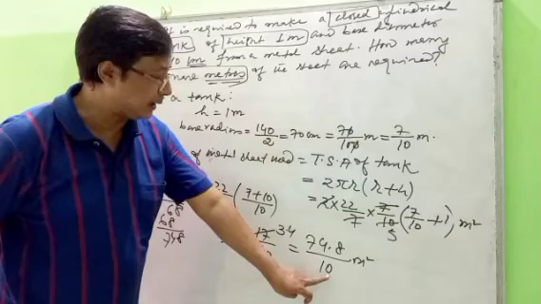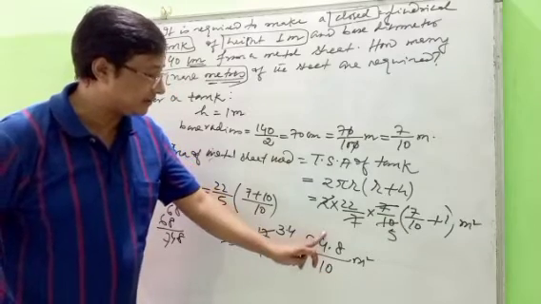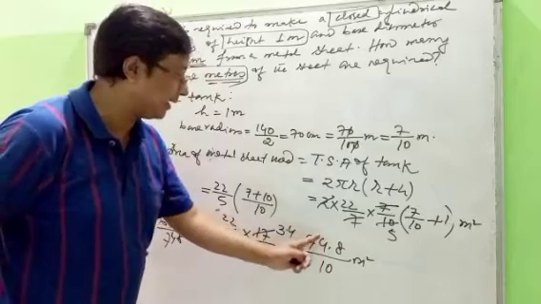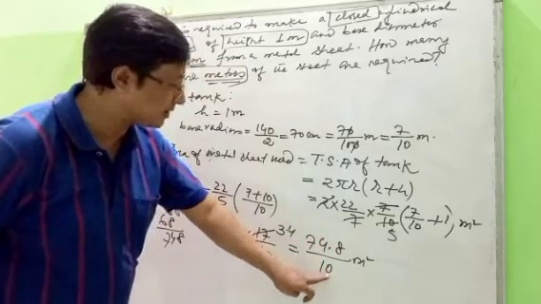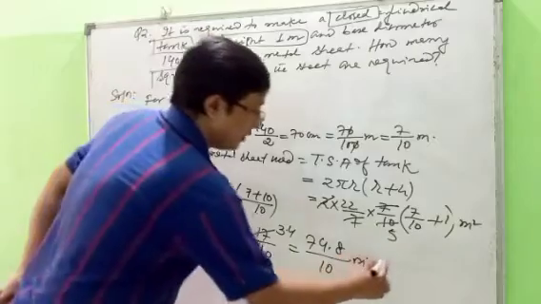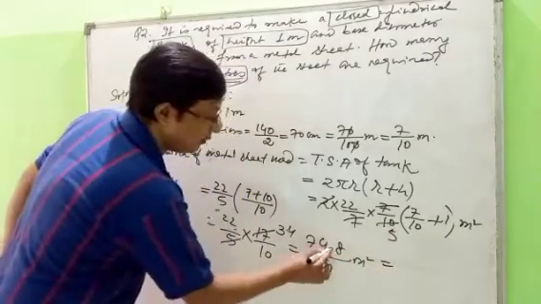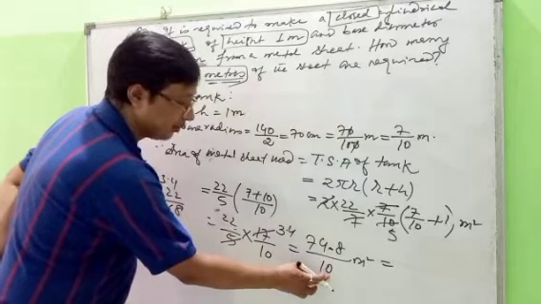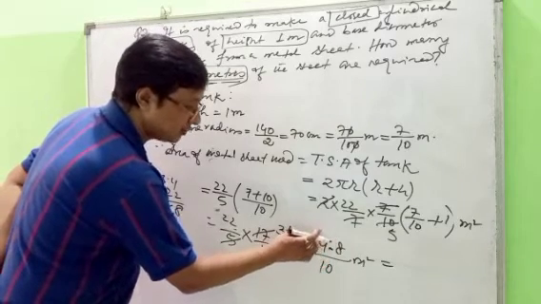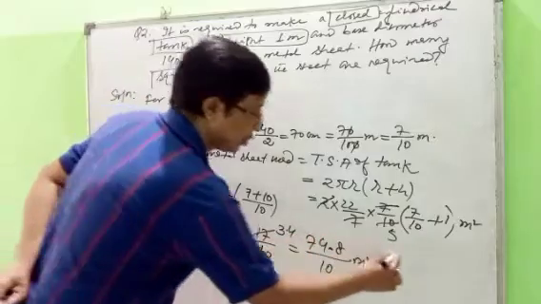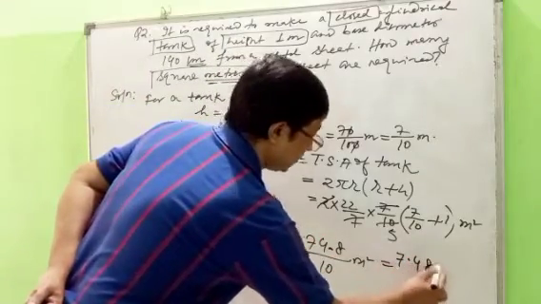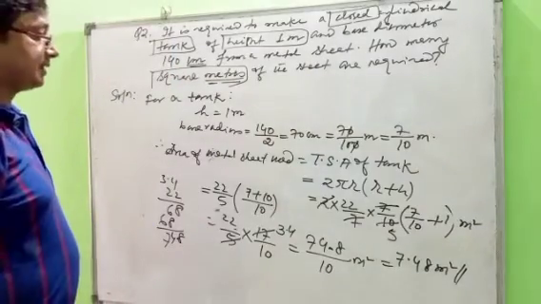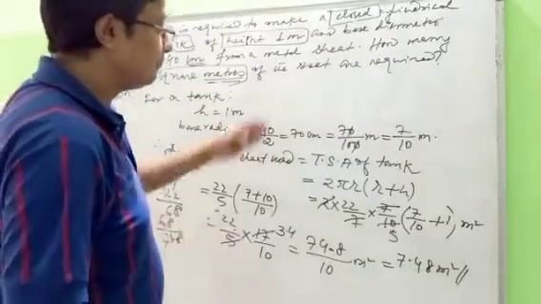As the number of 0 is 1, if you divide, then the point will move to the left after a digit, because the number of 0 is 1. So the point is now here. From your previous knowledge, the point will move just to the left after a digit. So it will be 7.48 meters square. That means this much of the square sheet will be required to make the tank.